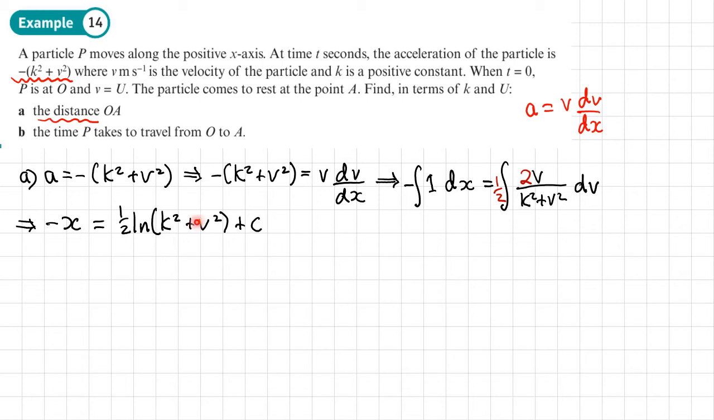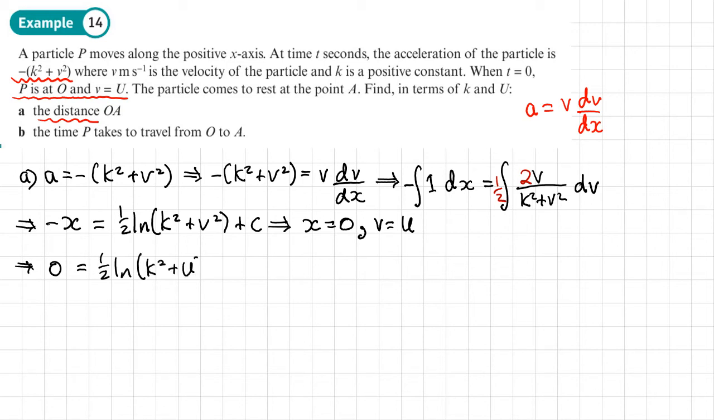Now we need a v and an x that we can substitute in, and I've got this bit of information here. When P is at the origin, v is equal to U. So that means when it's at the origin, x is 0 and v is going to be equal to this capital letter U. So we'll substitute those in. So we'll have 0 is equal to a half log (k squared plus U squared) plus c.